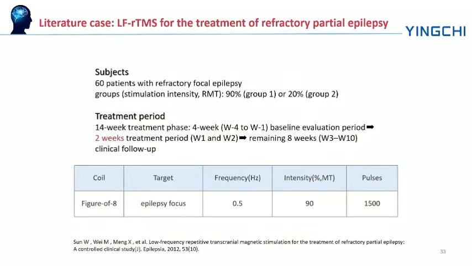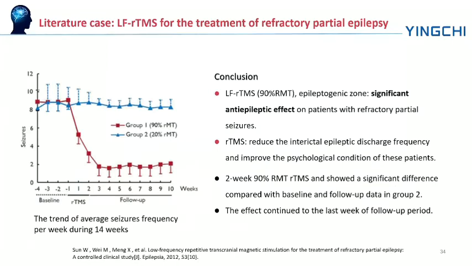So here is a literature case of the application of low frequency rTMS for the treatment of epilepsy. The whole treatment lasts for 2 weeks, using a figure of 8 coil over the epilepsy focus with low frequency. As you can see, compared to the low intensity group, the low frequency rTMS with 90% of RMT has shown a significant anti-epileptic effect on patients with refractory partial seizures. And rTMS can really reduce the interictal epileptic discharge frequency and also improve the psychological condition of these patients.